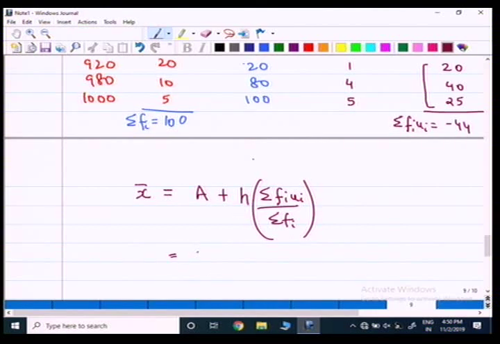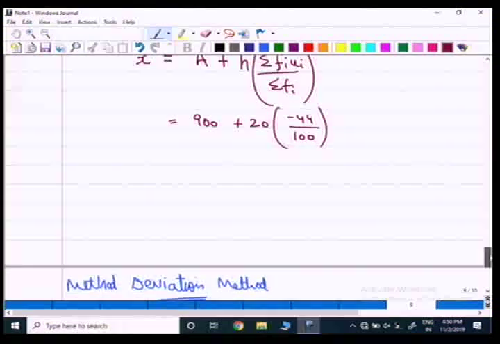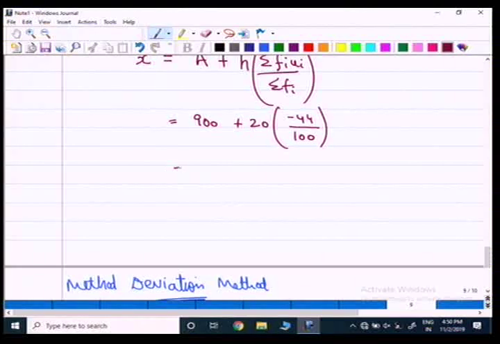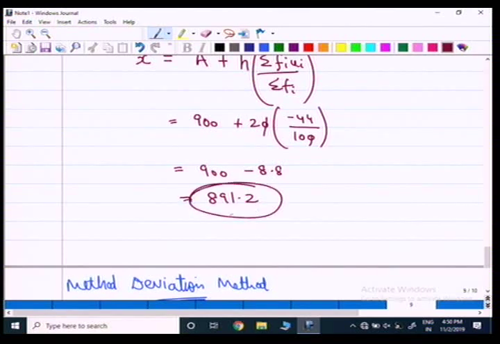So the assumed mean was 900, h was 20, and this is minus 44 divided by 100. So minus 44 divided by 100 gives minus 0.44, and multiplied by 20, this will be minus 8.8. So minus 8.8 will again give us 891.2. That is the final answer.